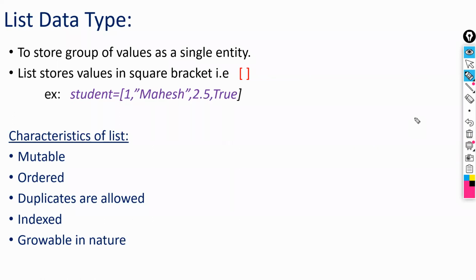Now let's get back to the list. You can observe I have taken one identifier name, a variable student, and on that I want to represent different values. I have to take square brackets and enter the values in them. One is the integer data type, Mahesh is the string data type, 2.5 is a float value, and True is a Boolean value. If I print the student, all these values are printed.